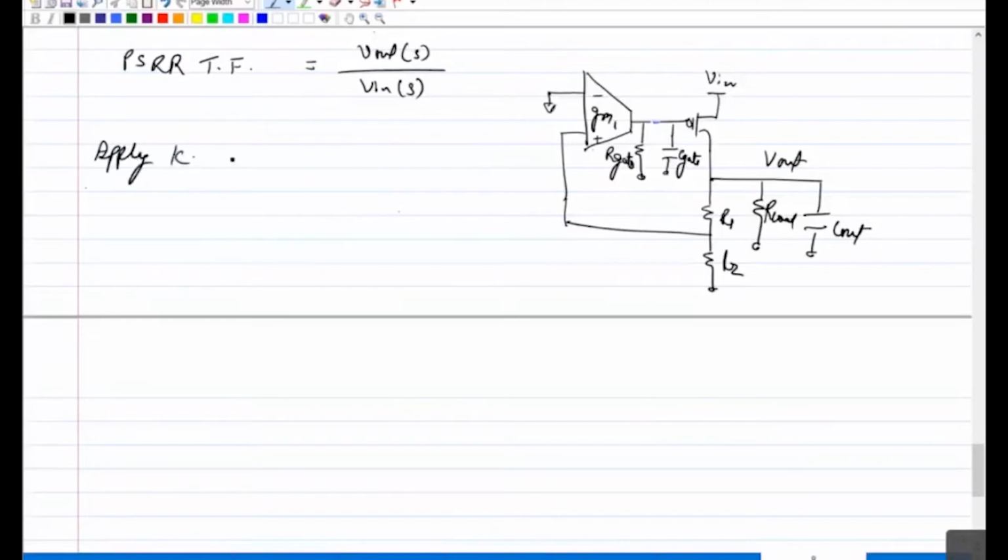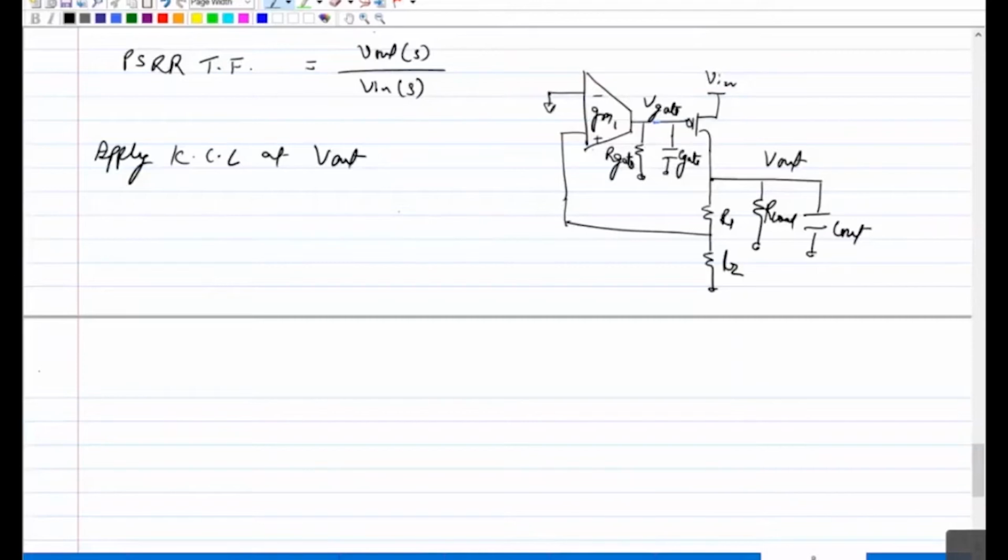So apply KCL at V out. If this is V gate, so what is V gate? How many currents do you have at the output? Three currents. Which three? The current through R1 plus R2, the current through R load, and the current through C out.